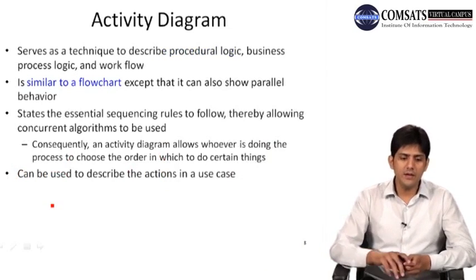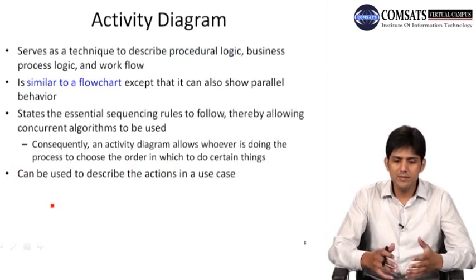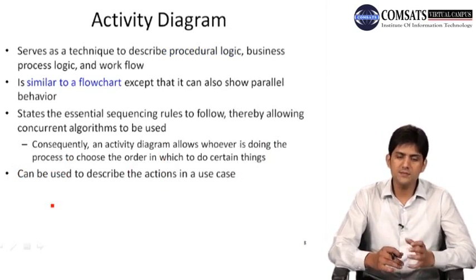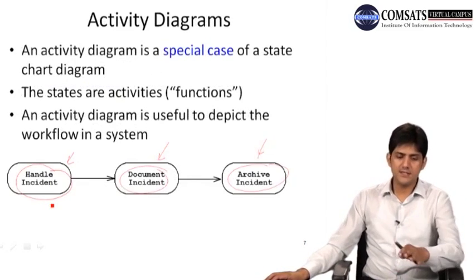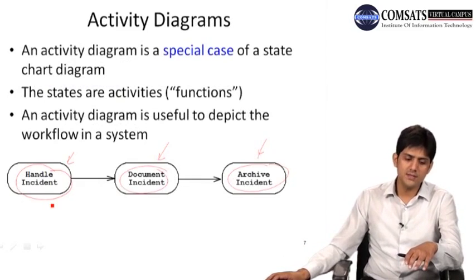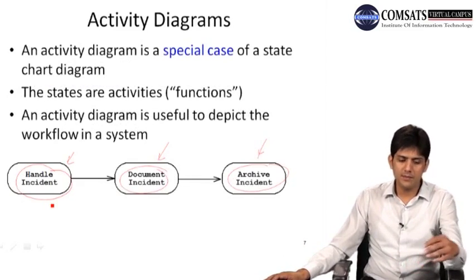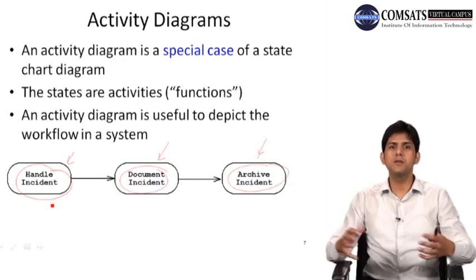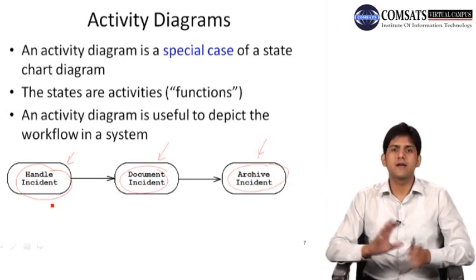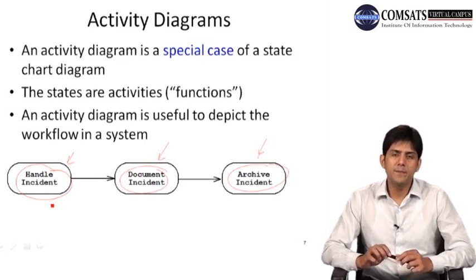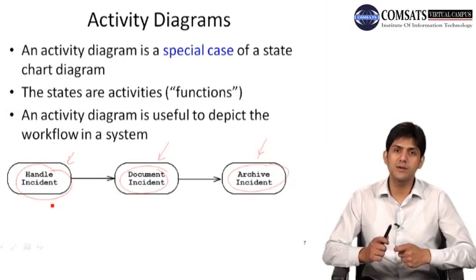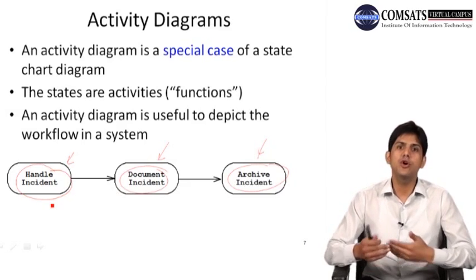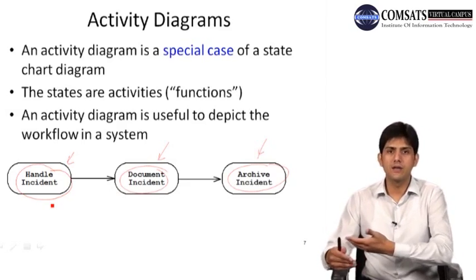Okay, activity diagram, it serves as a technique to describe the procedural logic, business process logic, and workflow. Now if you see in this diagram, what we did is you can call it the business logic. For example, if you are a company and you deal with a crisis, let's say, and the normal procedure is that first of all you need to handle whatever is the incident or the emergency, and then you document the whole incident and then you archive it.